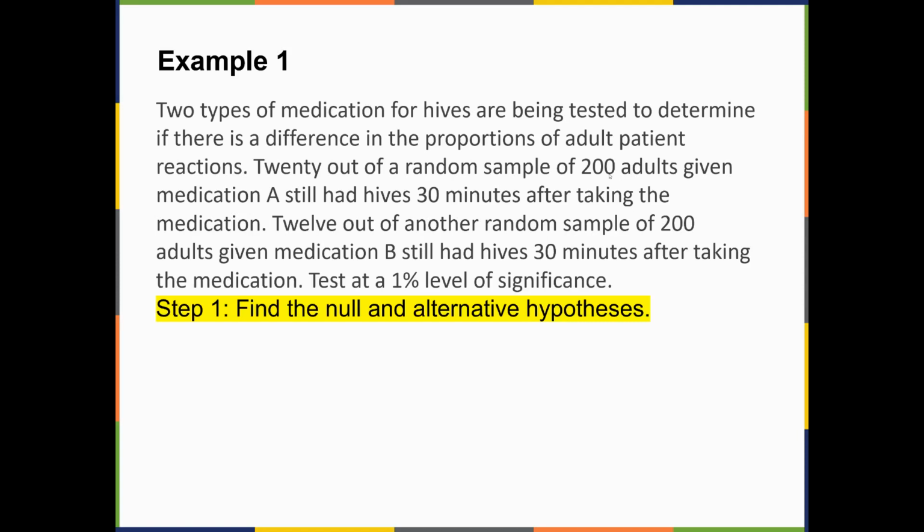All right, step 1, as always, is find the null and alternative hypotheses. So we want to find out if one of the medications is working better than the other one. So our null hypothesis for these types of problems is always going to be that they're equal. So the proportion of A is equal to the proportion of B, or we can think of that as a difference, that the proportion of A minus the proportion of B is equal to 0. That means our alternative hypothesis is that they're not equal and that their difference is not equal to 0.